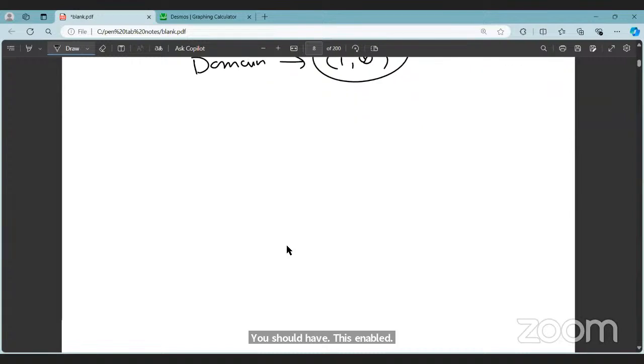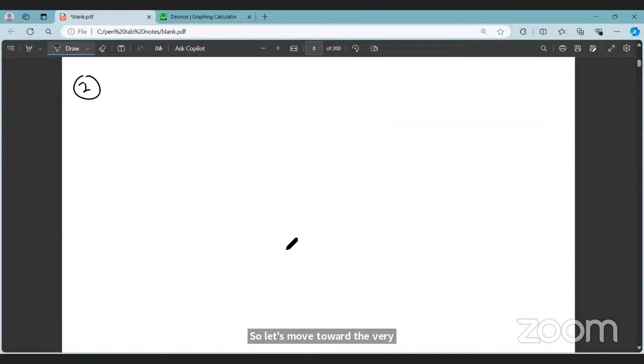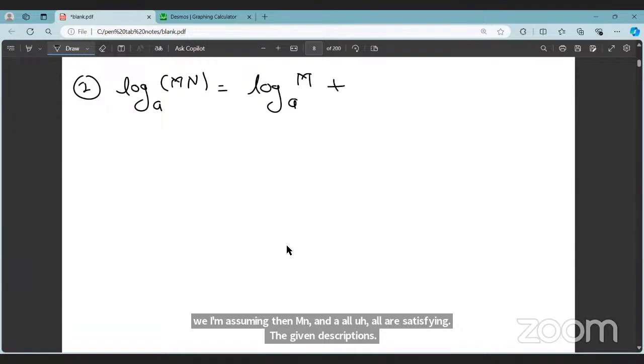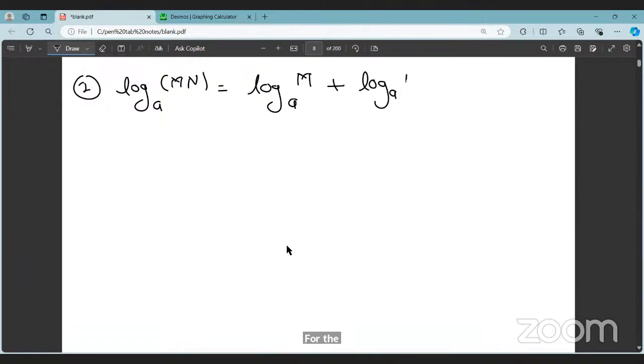Okay. So let's move toward the very simple properties. First one is, I think you guys are already familiar, log base a of mn. And I am assuming that m, n and a all satisfy the given restrictions for defining them. So it equals log base a m plus log base a n.